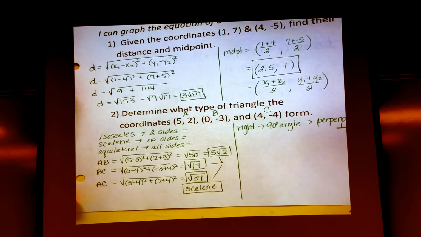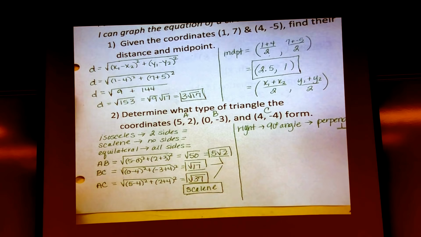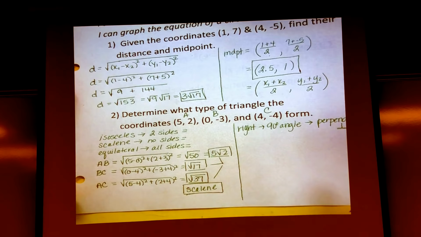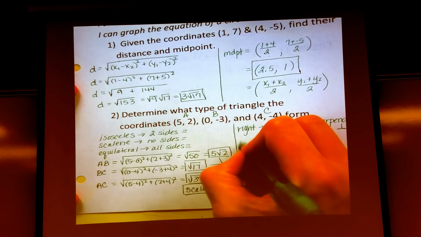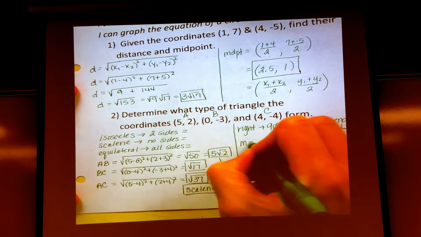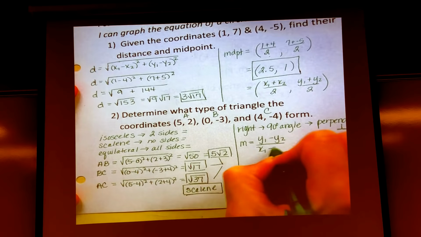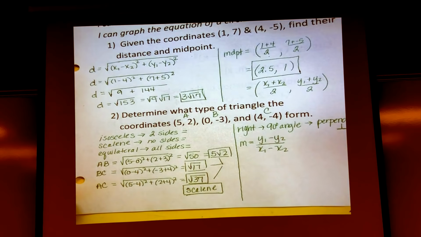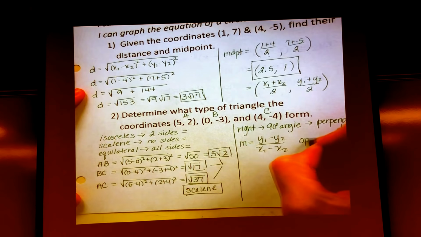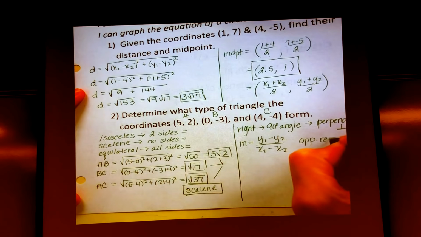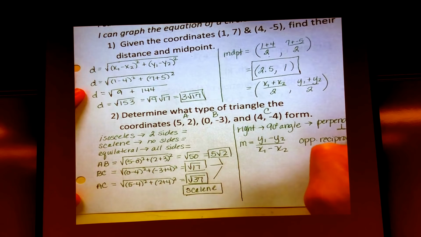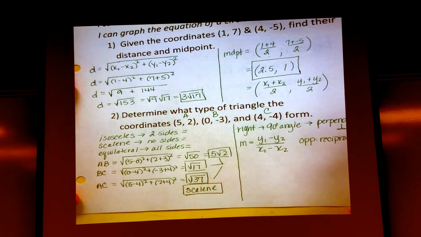That's the symbol for perpendicular. So to determine if they're perpendicular, now we get to go back to algebra 1, we use slope. Remember, slope is y1 minus y2 over x1 minus x2. And if we find the slopes, and the slopes turn out to be opposite reciprocals, then they are perpendicular to each other, which makes them 90 degrees, which makes it a right triangle.